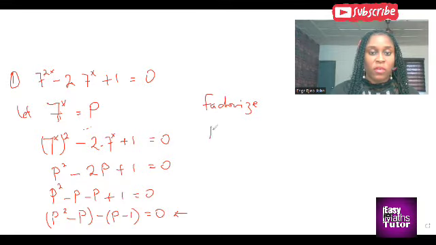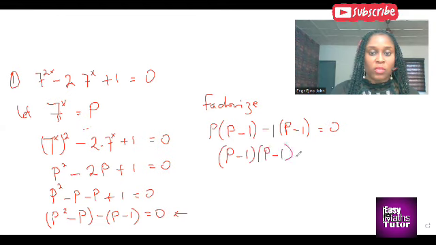If we factorize, we'll have p, open brackets, p divides p squared, gives us p, divides through p will give us 1. Then nothing goes in here, it's already in its basic form, so we'll just write minus 1, p minus 1 equal to 0. So we'll end up with p minus 1 brackets p minus 1 equal to 0. Therefore, we have p minus 1 squared is equal to 0.